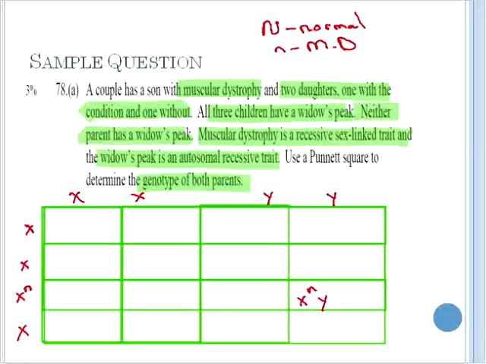Now, all three children have widow's peak. Widow's peak is a recessive trait. So we'll write big S to represent straight, just to keep our conventions, hairline, and little s to represent widow's peak. So he must have gotten a little s from mom and a little s from dad.